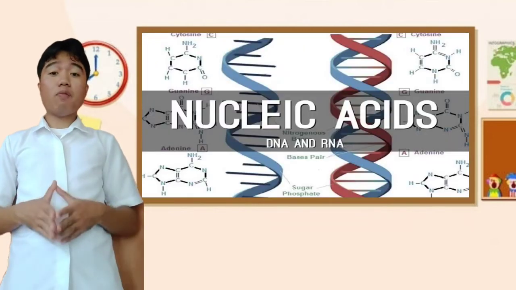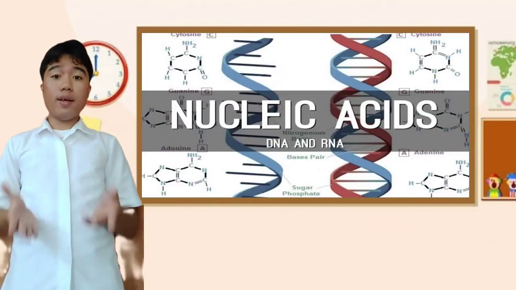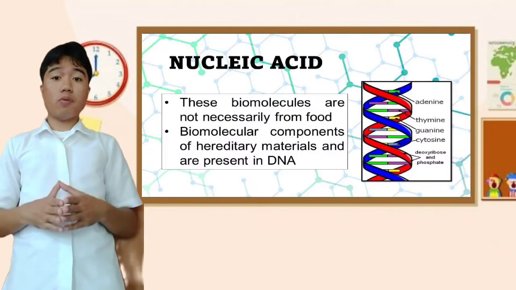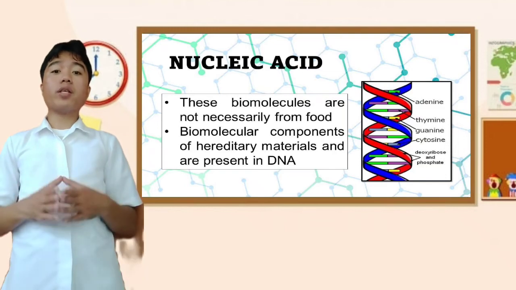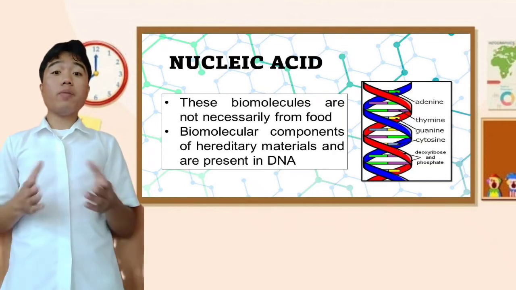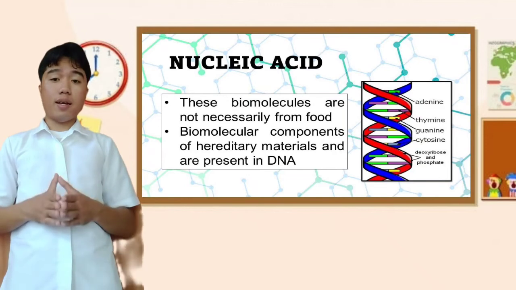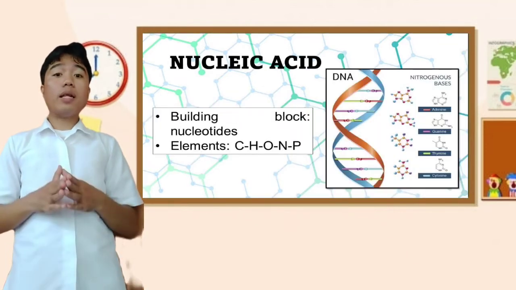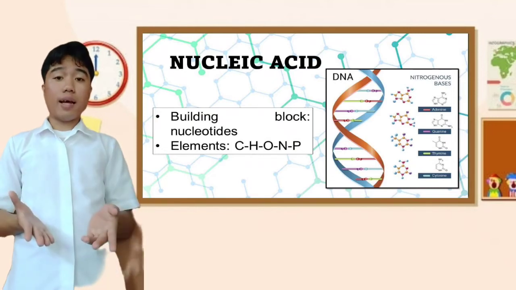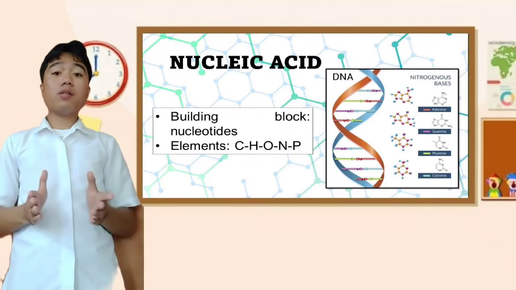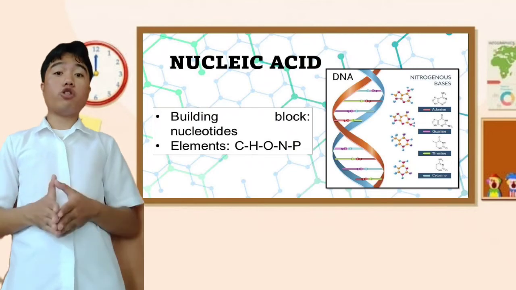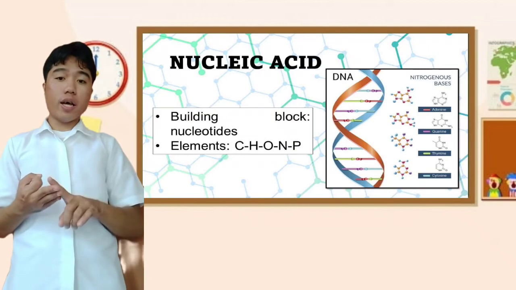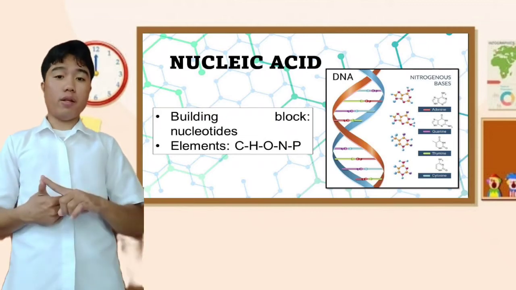The third type of biomolecules is what we call the nucleic acid. And this nucleic acid is not necessarily from food, but they are a very important component in hereditary materials because they are present in DNA. And the monomers or the building blocks of nucleic acid are the nucleotides. And the elements that comprise this nucleic acid are CHONP, which stands for carbon, hydrogen, oxygen, nitrogen, and phosphate.